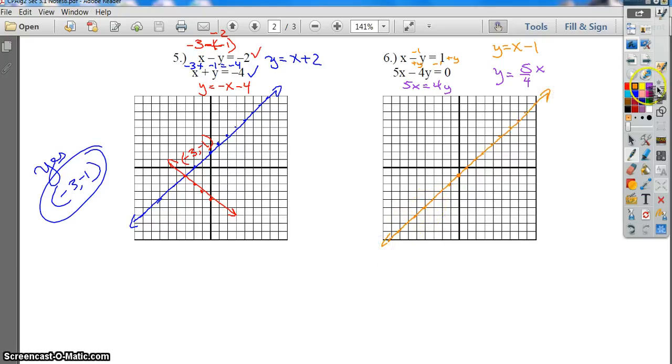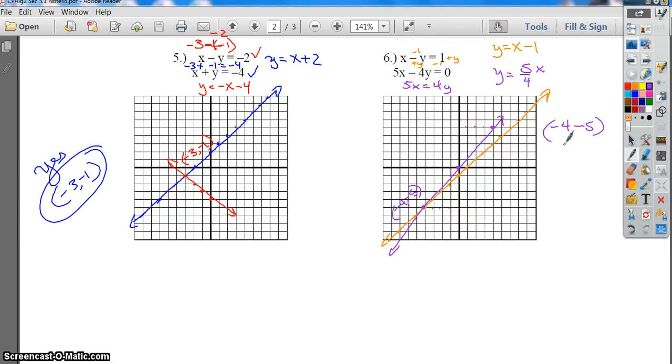Okay, going with the purple one, 0, so I'm going to go up, 1, 2, 3, 4, 5, over 1, 2, 3, 4. Let's go backwards, down 5, 1, 2, 3, 4, 5, back 4, 1, 2, 3, 4. There she is. So this point down here would be negative 4, down 5. So the point we want to check is negative 4, negative 5.